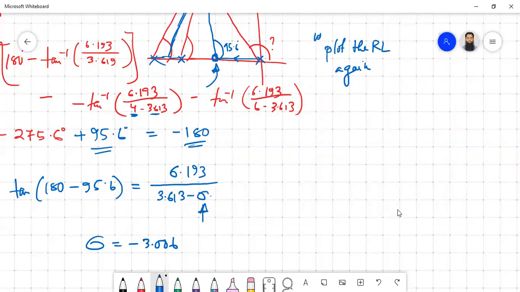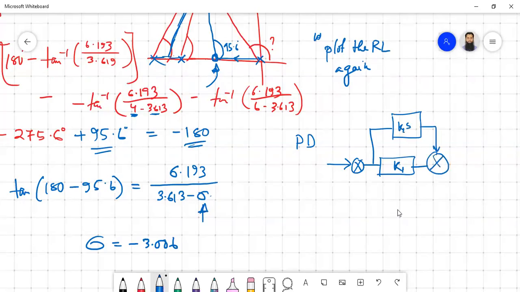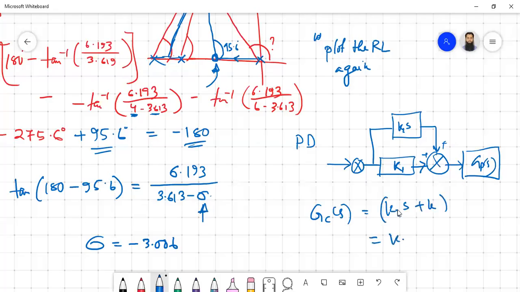So the PD controller that we have studied, the configuration of this one will be something like this. You will have the proportional, okay, and then you have the derivative. Say this is your K1, this is your K2 S, and then you sum them together. Then it is going to drive your plant G(s). Okay, so what should be the Gc(s)? Gc(s) will be K2 S plus K1, so basically take K2 common: S plus K1 by K2.